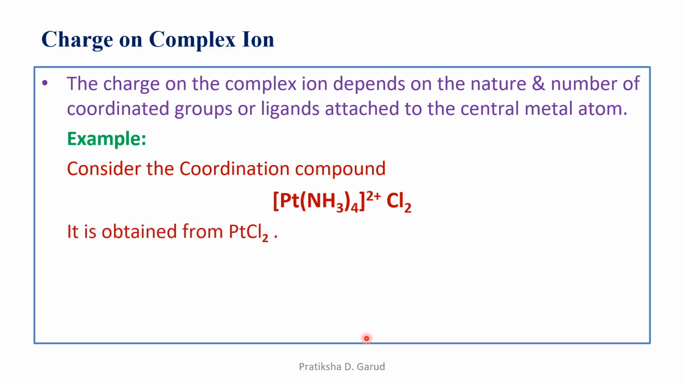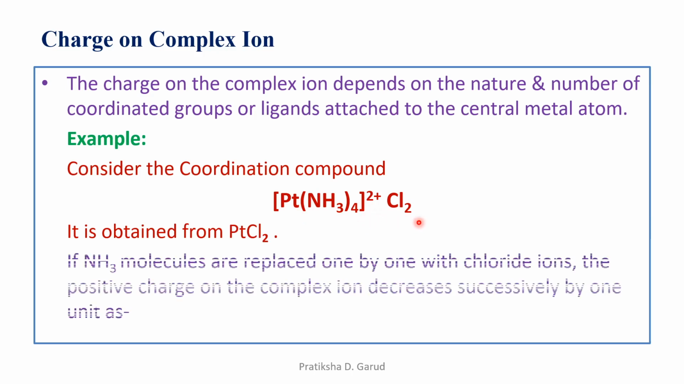This compound is obtained from PtCl2. How is it obtained? In PtCl2, ammonia molecules are added one by one, and we get the formation of [Pt(NH3)4]2+Cl2. So let's see this. If NH3 molecules are replaced one by one with chloride ions, the positive charge on the complex ion decreases successively by 1 unit. So let's elaborate this.